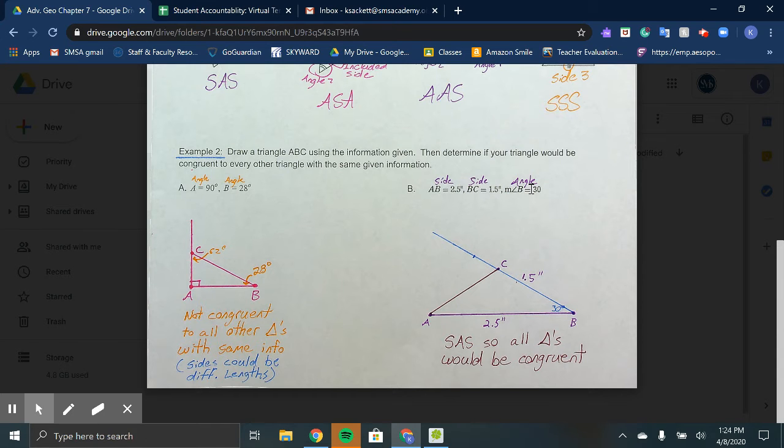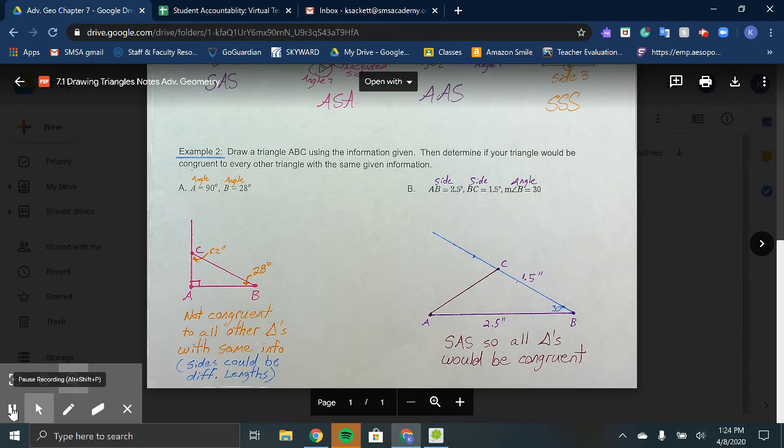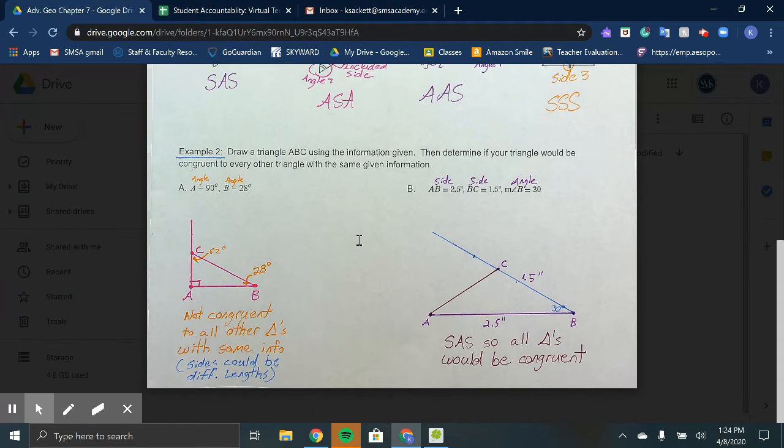So after I drew it, I could see I had a side angle side relationship, so all the triangles would be congruent to that. Now, the most important part of this process is learning how to draw triangles based on the information. So what I'm going to do in just a second is flip my screen and walk you through example 2A and B on the process or steps I use to draw those.